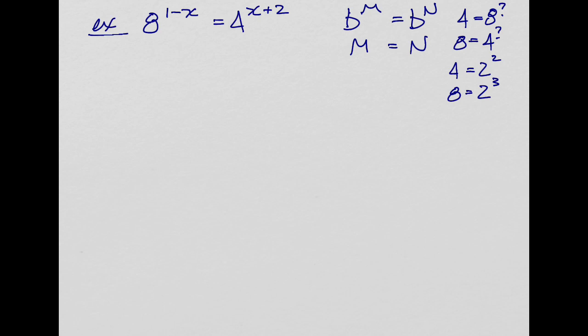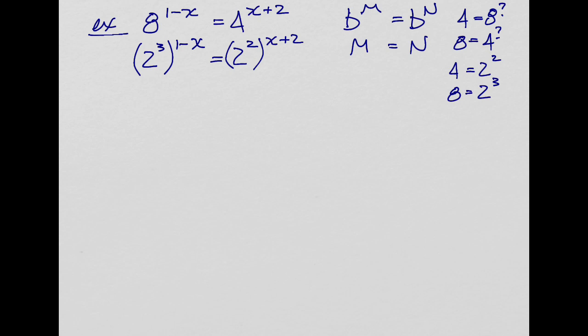Over here in my equation, I'm going to write, instead of 8, 8 is 2 to the third power. So 2 to the third power to the 1 minus x. That still says 8 to the 1 minus x. It just says it in a slightly more complicated way. It's the opposite of simplifying, I guess. And 4 is 2 to the second power. So I still have 4 to the x plus 2. But now, good news, I have the same base for both of them.